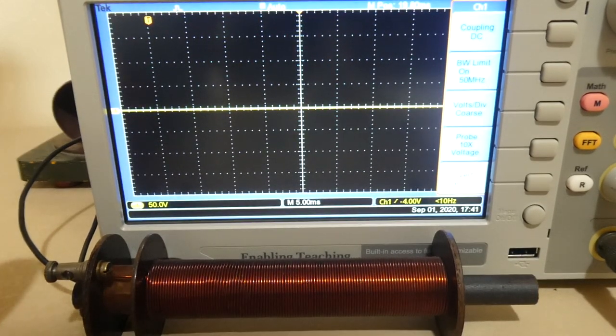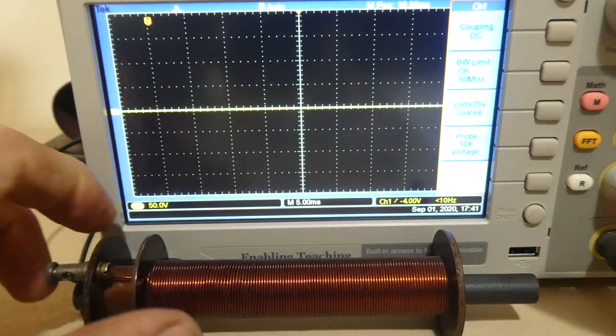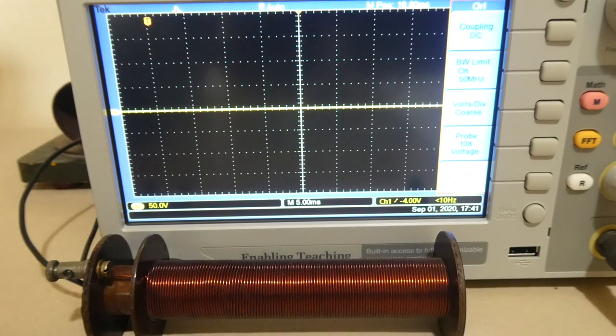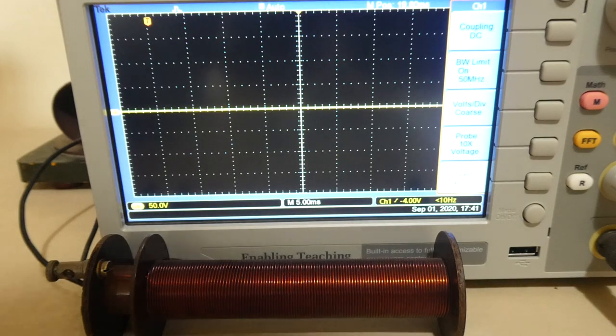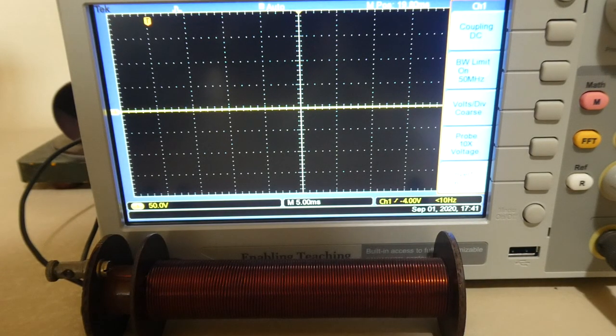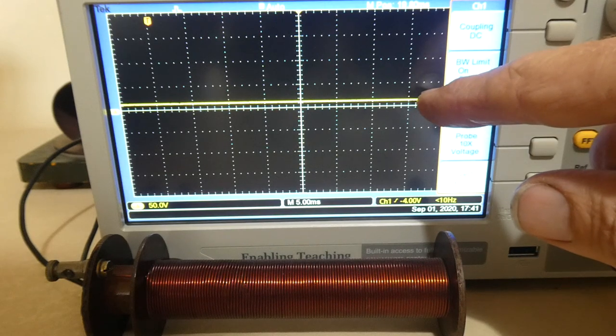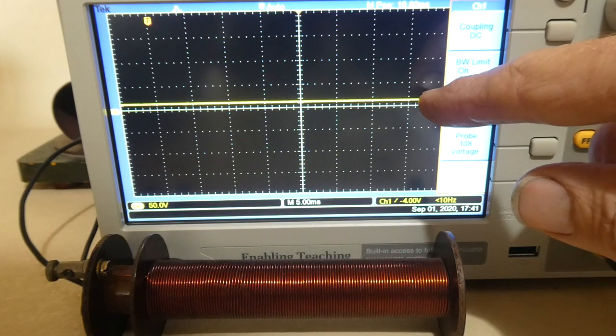I'm going to start the last of this series of videos on Lenz's law by first removing the core from the coil. I'm now going to switch the power supply on and off and we can observe what's happening. This is a minimum current flow into the coil. Switch on and the current flow into the coil is produced by a rising voltage.